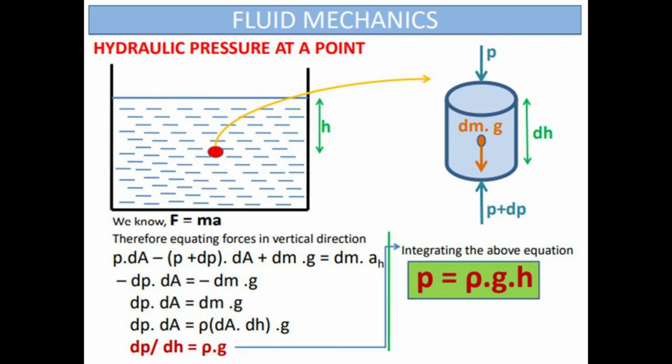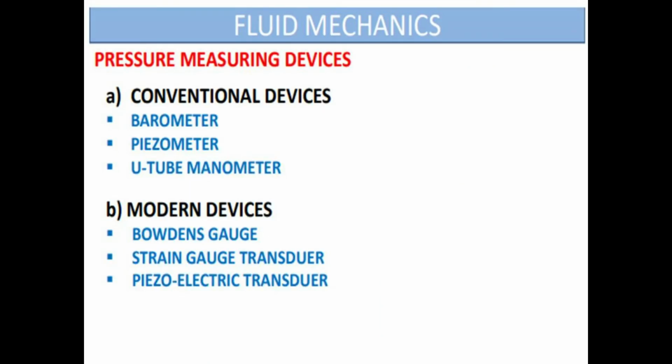We know, pressure is equal to force by area. From this force can be written as pressure times area. Now by equating forces acting on the molecule and integrating them, we get pressure P is equal to rho g h. Where rho is the density, g is the acceleration due to gravity, and h is the height of the fluid above considered point.